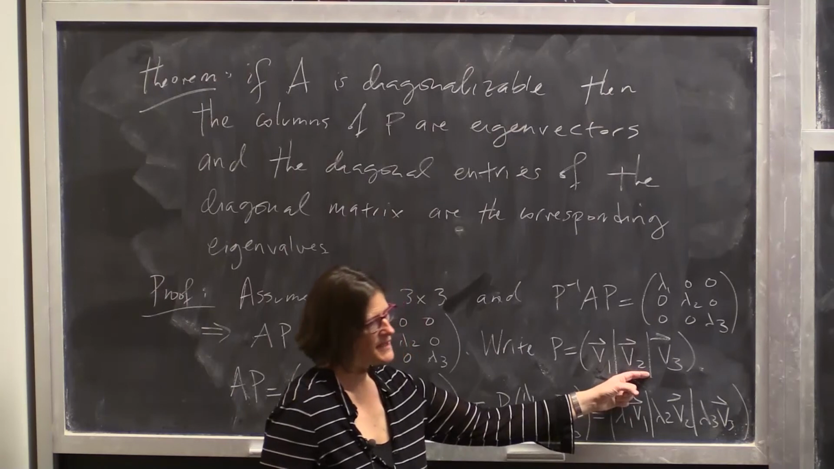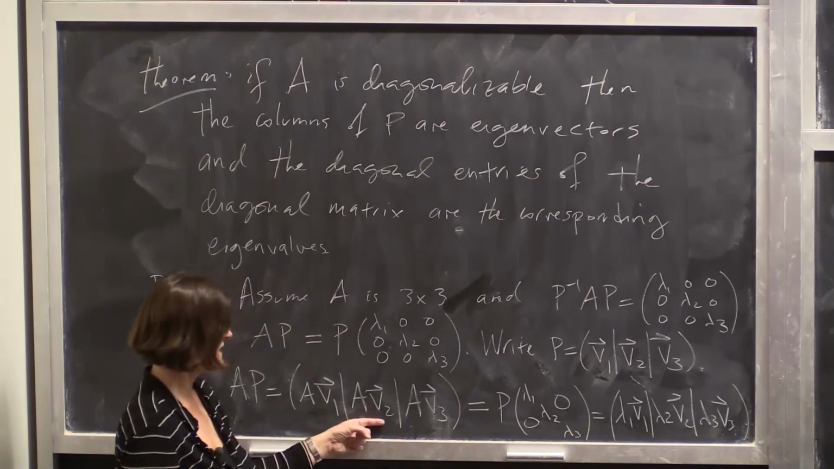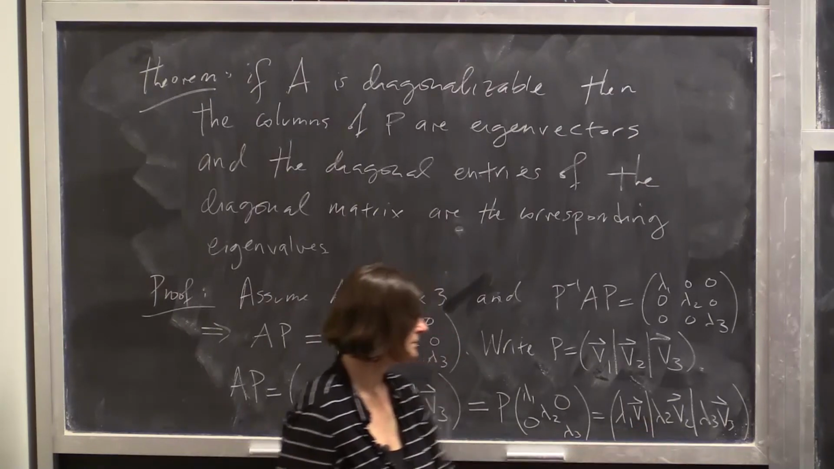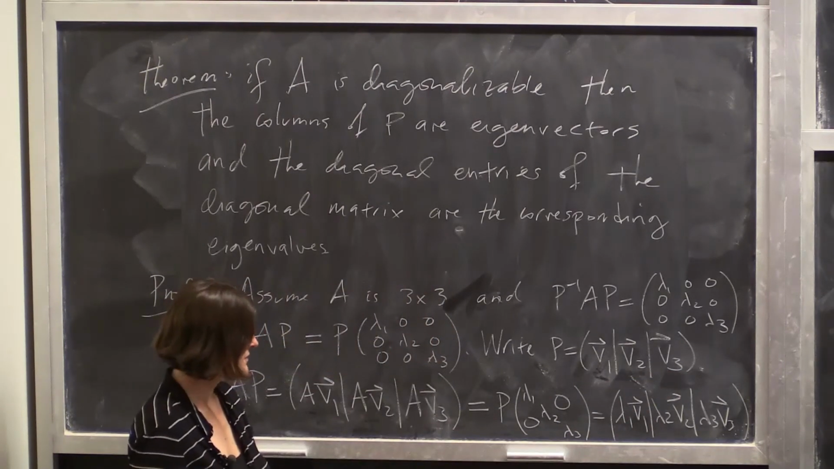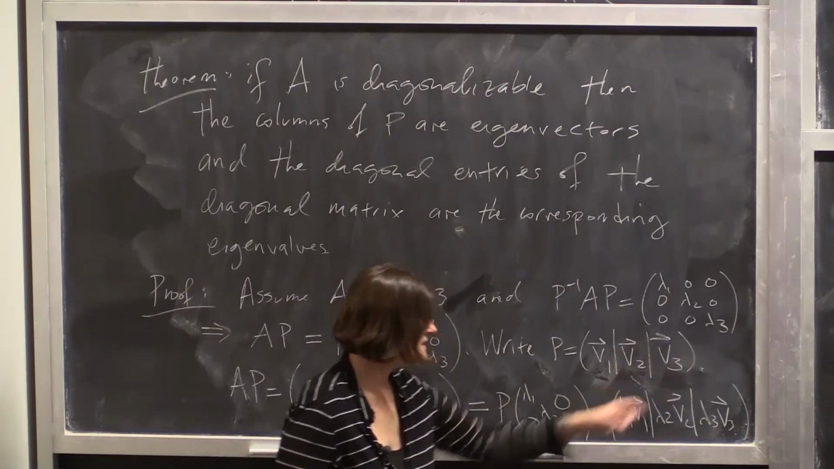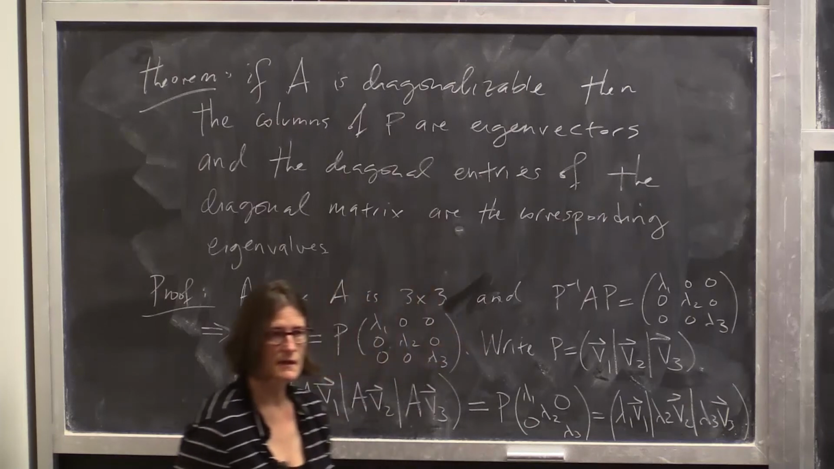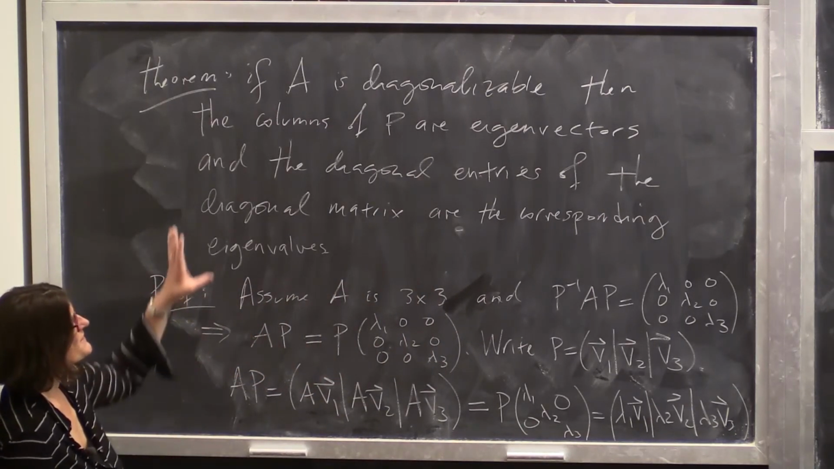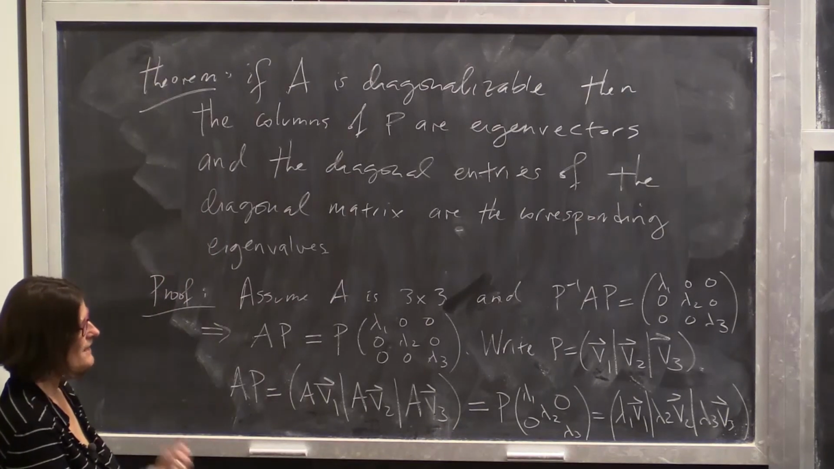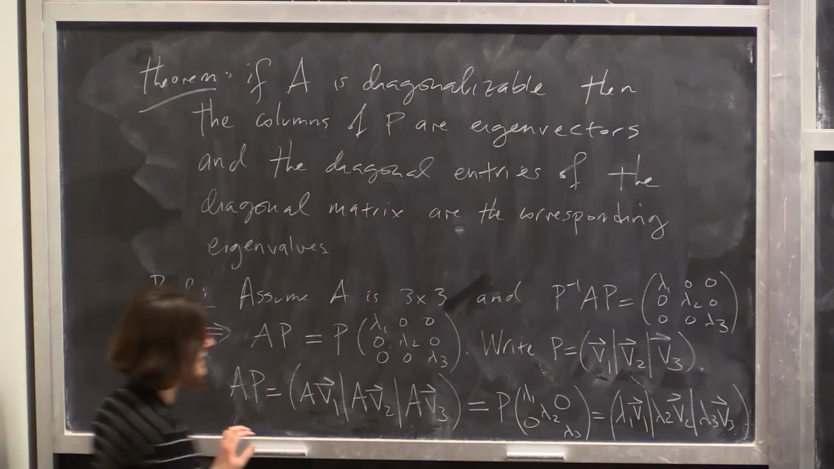v2 is non-zero because if it were zero, P wouldn't be invertible. So this is a non-zero vector, so that A times v2 is lambda 2 v2. v3 is a non-zero vector because otherwise P would not be invertible, so that A times v3 equals lambda 3 times v3. It must be an eigenvector. So diagonalizability is exactly the same thing as being able to find a linearly independent collection of eigenvectors.